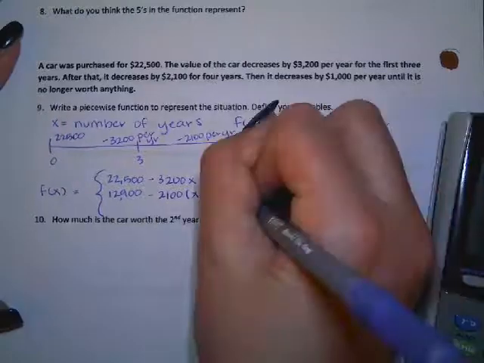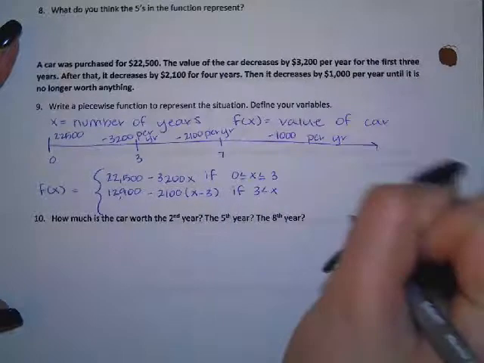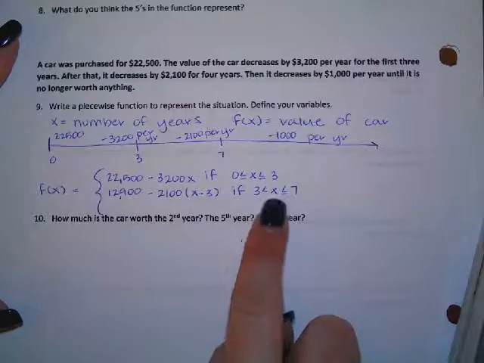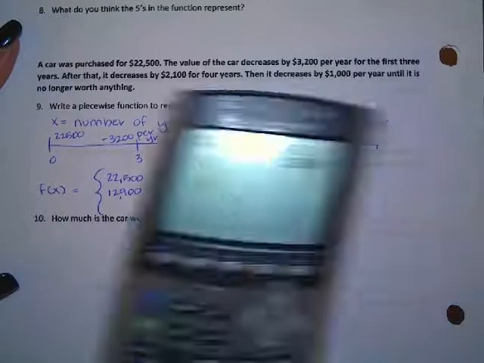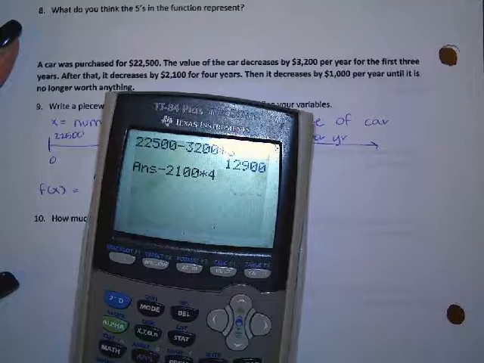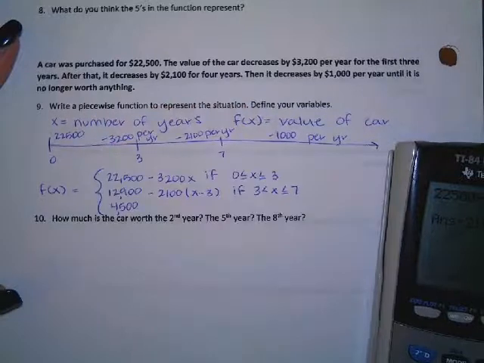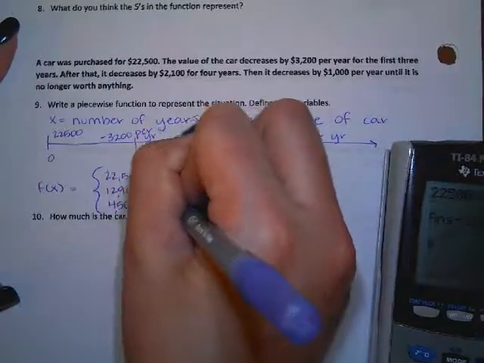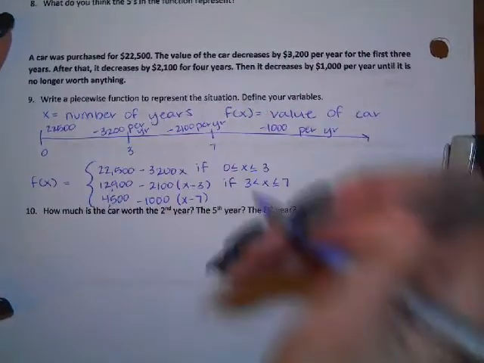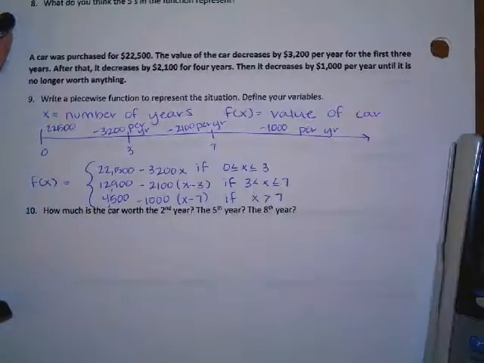Okay, so this is if 3 is less than x, less than or equal to 7. So for times when x is between 3 and 7. Okay, so we're going to say, okay, that's what we had. We're going to minus off $2,100 for 4 years. So after that, the car is worth $4,500. And how much are we subtracting off? Minus 1,000, x minus 7, because it's only the years that are past 7. If x is greater than 7.